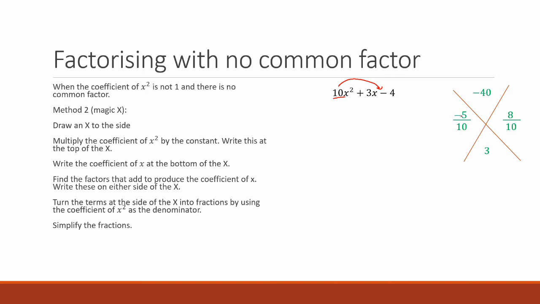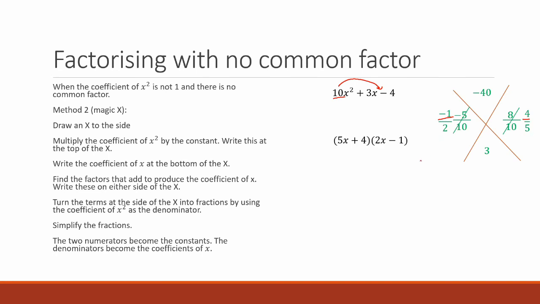So negative 5 over 10 is the same as negative 1/2. And 8 over 10 is the same as 4 over 5. So now I've simplified my fractions. Now the two numerators here, the top numbers, this one and this one, become the constants in our bracketed terms. The two denominators, the 2 and the 5, are the coefficients of the x in our terms.